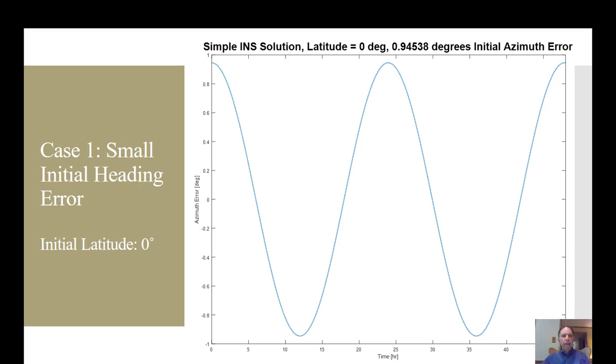So this graph shows you the errors in azimuth for the initial condition of 0.94538 degrees in azimuth, and that's the only error, and we're at the equator. So notice it is a pure cosine function as we derived with period of approximately 24 hours, or 23 hours and 56 minutes, the sidereal rate.